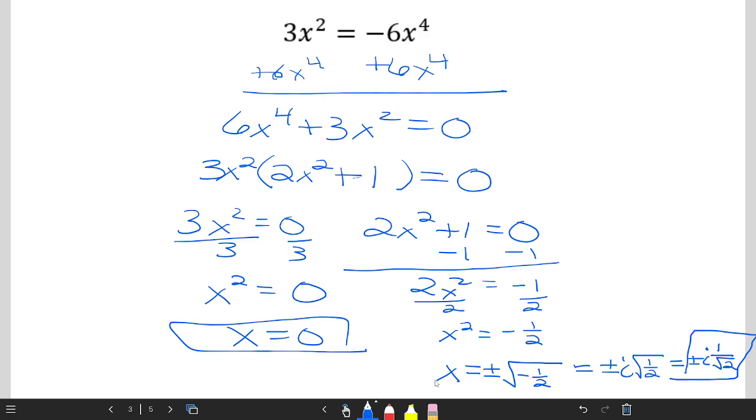We ended up with 3 solutions here. We had 0, and then we had these two non-real ones over here. The most we can ever have is whatever the highest degree is. So here the highest exponent on the variable was 4, so we would definitely not have any more than 4 solutions. But in this case, as we see here, we did have fewer than 4.